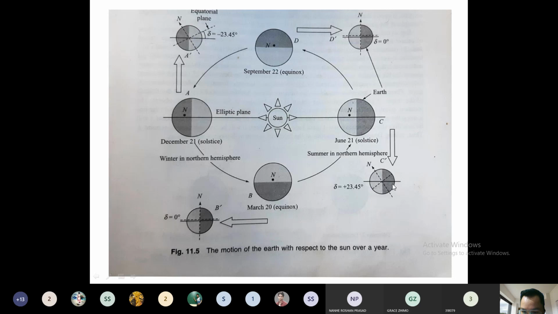Okay, so therefore this value will keep on decreasing from June 21 onwards. By, let's say, July 31, it will decrease again, August 4-5, let's say, and then you will keep on going until September 22. At September 22, the delta will become 0, the declination angle will become 0. This condition you will find.